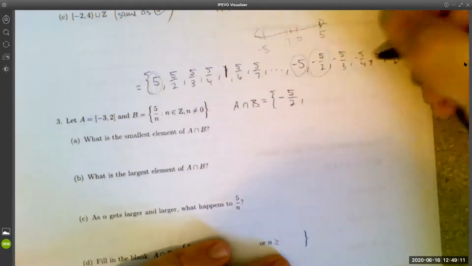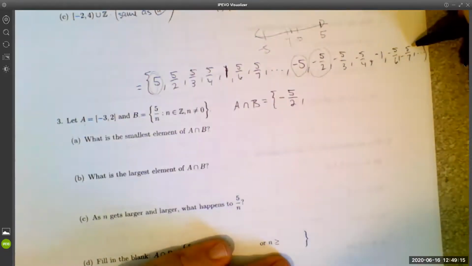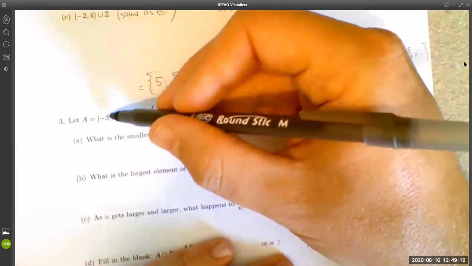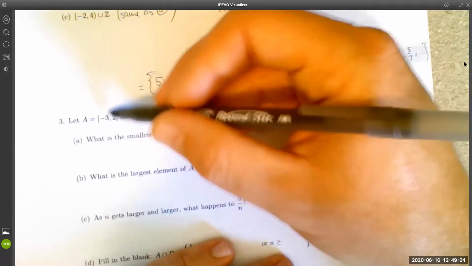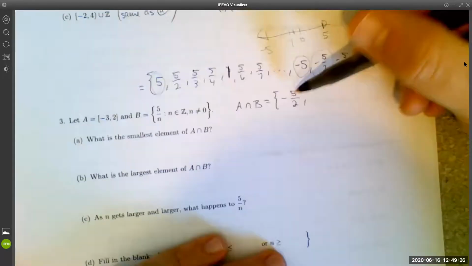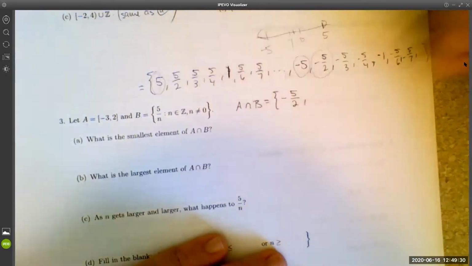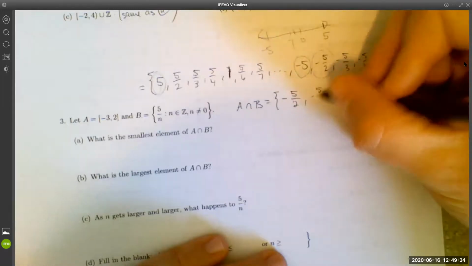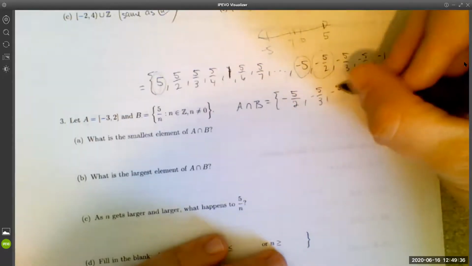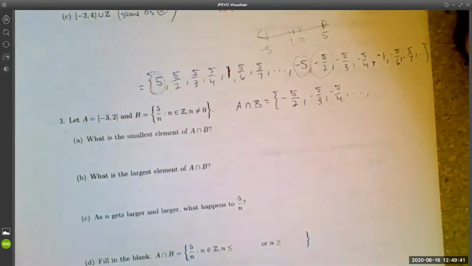And then, of course, the rest of these numbers are all going to be in there because these numbers are getting closer and closer to 0, but they're never going to get there, right? They're never going to get to 0. And this contains all of the real numbers between -3 and 2. So it contains, in particular, all of the numbers between -5/2 and 0. So these are all going to be in the intersection as well. So -5/2, -5/3, -5/4, and so forth.